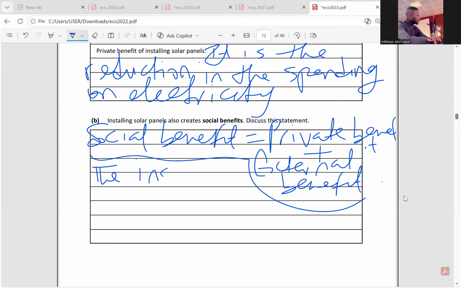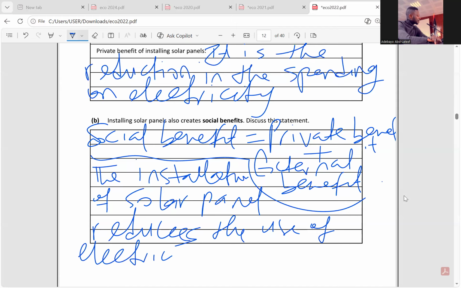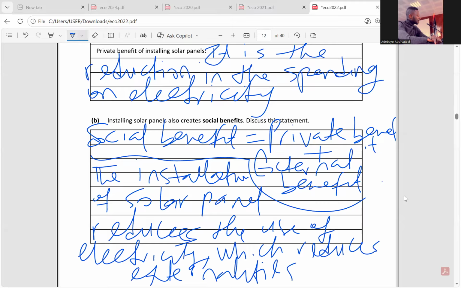So the installation of solar panels reduces the use of electricity, which reduces negative externalities.